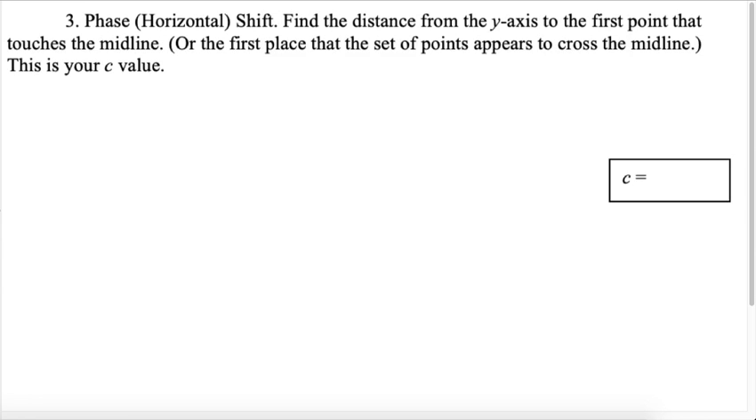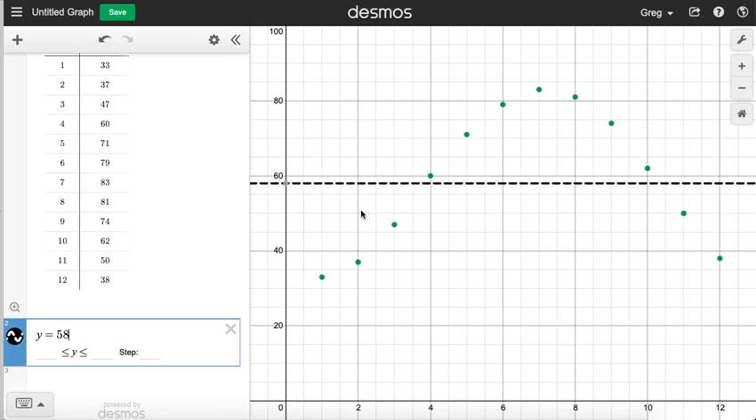The next thing that we want to figure out is our horizontal shift. Another word that you might hear for that is the phase shift. There are a couple of ways to do this. First is to find the distance from the y-axis to the first point that touches the midline. We just put our midline on there. Normally sine would start on the y-axis, so we want to see how far that is shifted over. So where would we be starting here?